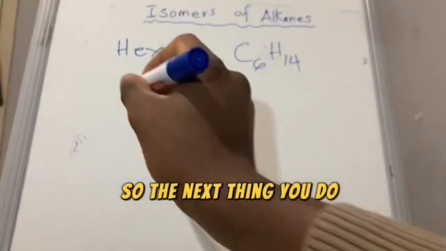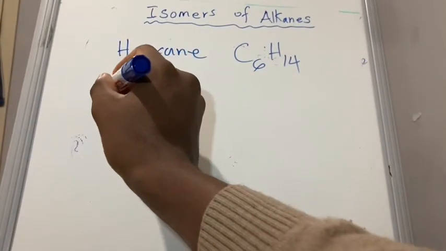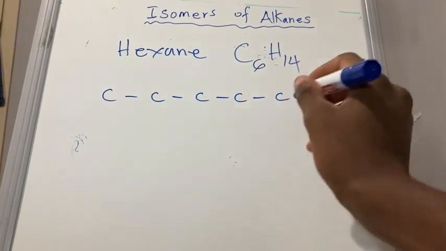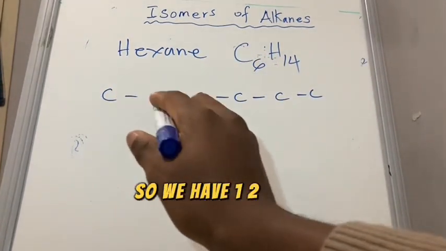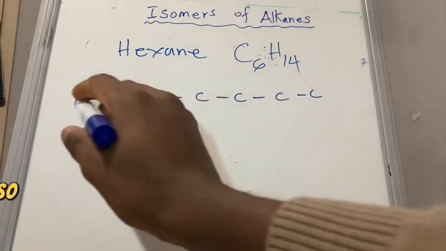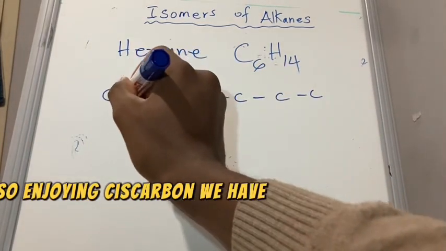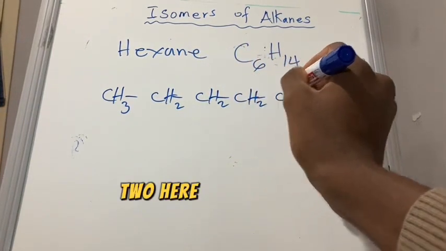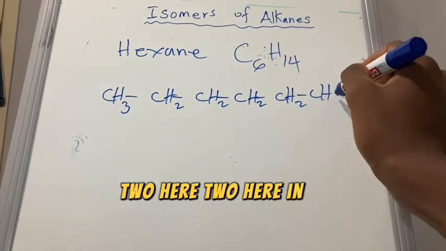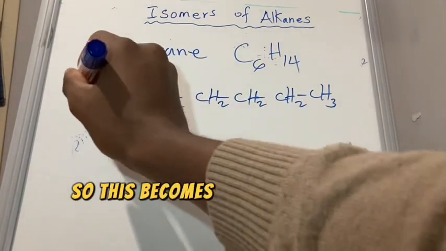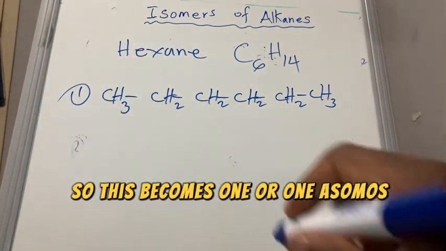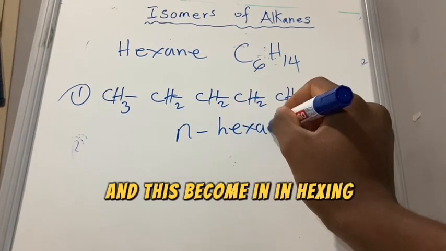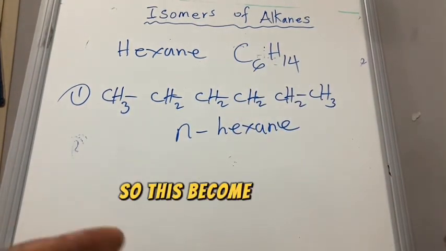The first thing we're going to do is to draw 6 carbon. So we have 1, 2, 3, 4, 5, 6. In drawing 6 carbon, we have 3 hydrogen here, 2 here, 2 here, 2 here, and 3 here. So this becomes one isomer, and this becomes n-hexene.